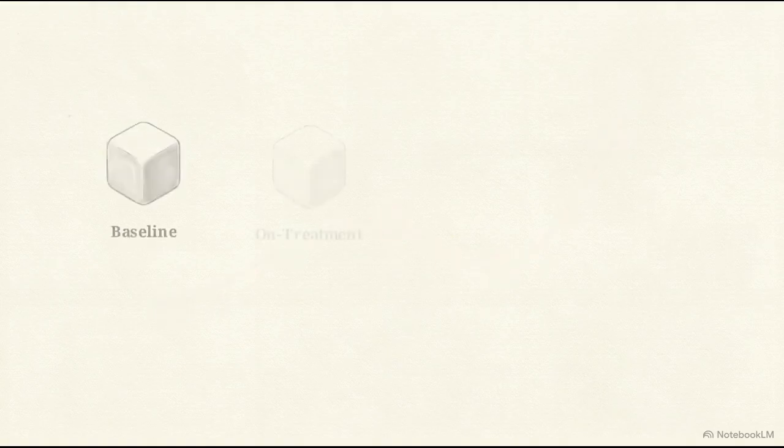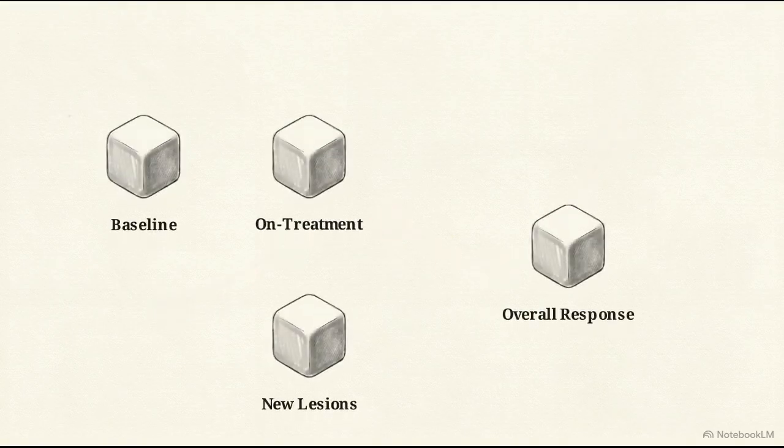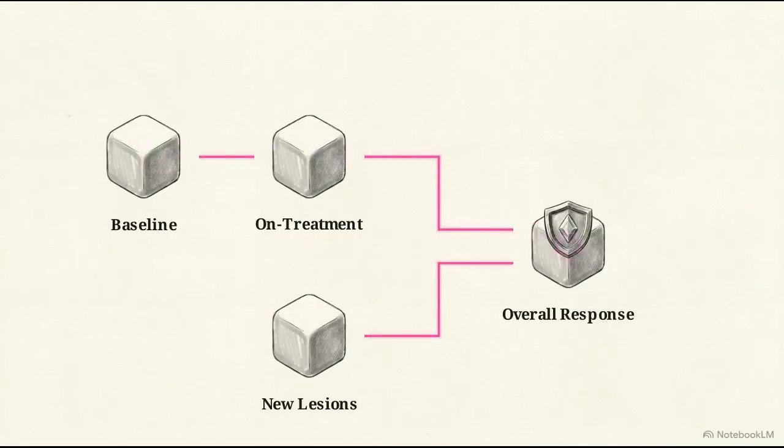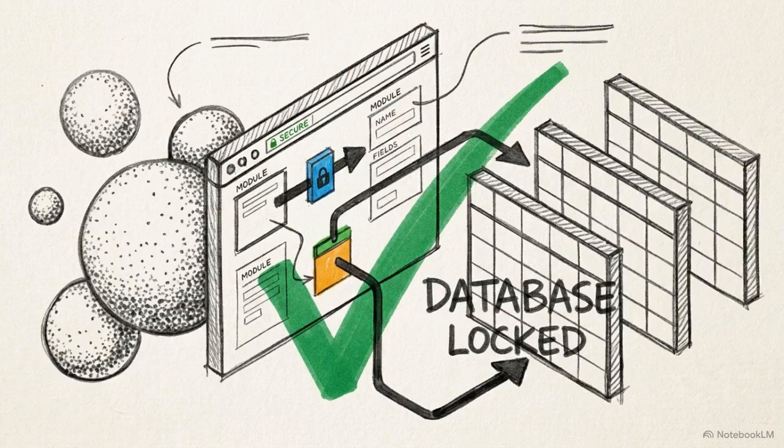The blueprint is clear. Thoroughly understand RECIST, modularize your forms, guarantee lesion-level traceability, and strictly align your data points with the assessment timing. Executing these steps perfectly is the most effective way a clinical data manager can guarantee the integrity of a trial's endpoints.